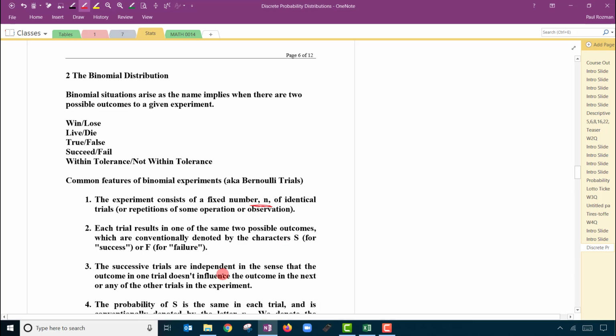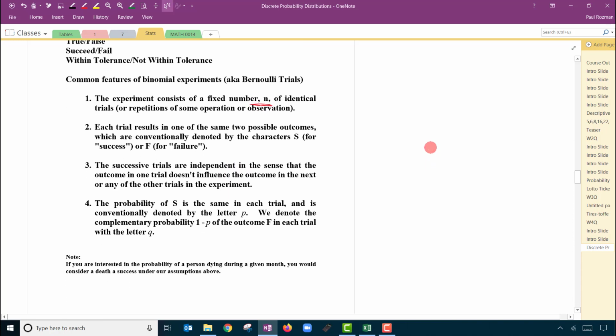Our trials, as we repeat the experiment, need to be independent of one another. We discussed the difference between dependent and independent trials in previous probability discussions. This just means that each outcome does not depend on what has happened previously. And then we'll use some other notation here. We'll use the letter P for the probability of being successful and the letter Q for the probability of not being successful, which can also be just written as 1 minus P.